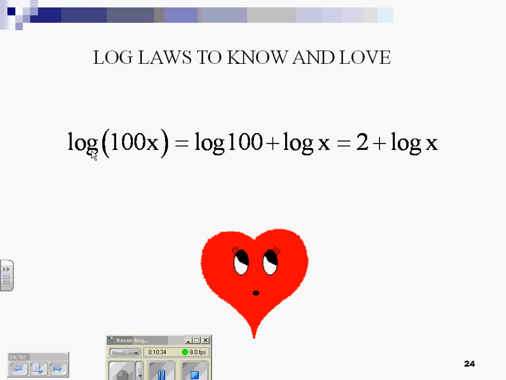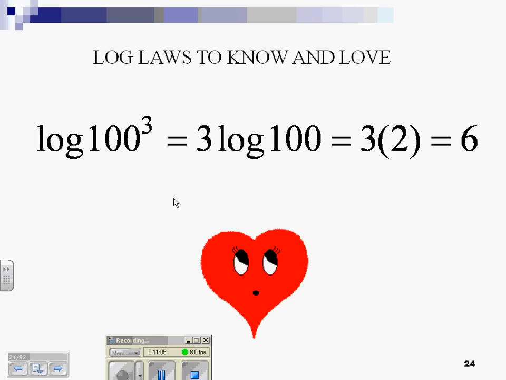Here's an example. If you have the log of 100 times x, you can split it up. Log of 100 plus log of x. Well, log of 100 is 2. If it doesn't have a base down here, then we assume it's the common log. And the common log is always base 10. So that's why this one was log base 10 of 100. So 10 squared has to equal 100, so this has to equal 2. And then see how I brought the 3 in front. Log of 100 we just said a minute ago was 2. 3 times 2, your answer is 6.